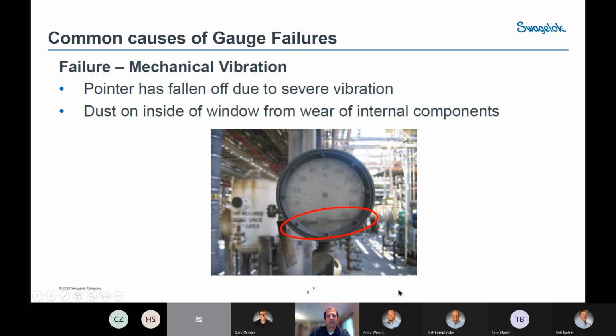And in this example here, you can see there was enough vibration that ultimately it caused the needle to fall completely off of the pinion gear, and it's just laying in the bottom of the gauge casing there. And you can also get a sense how there's some dust and debris inside the gauge that's also come from the vibration.